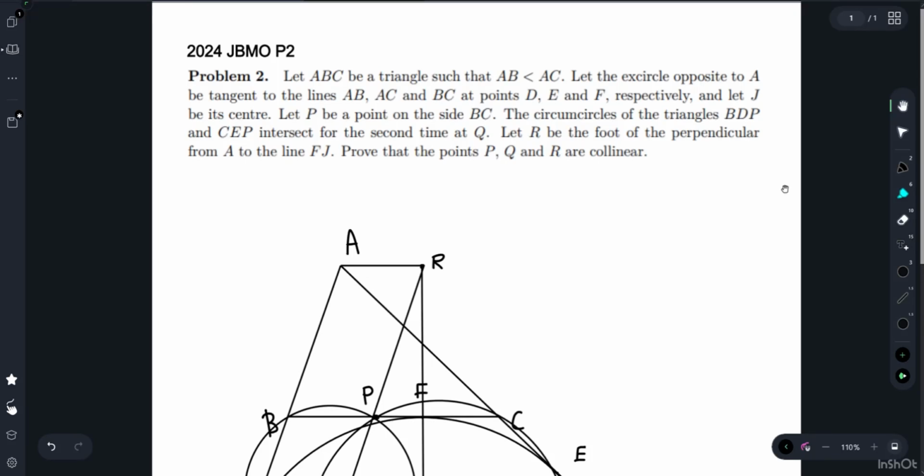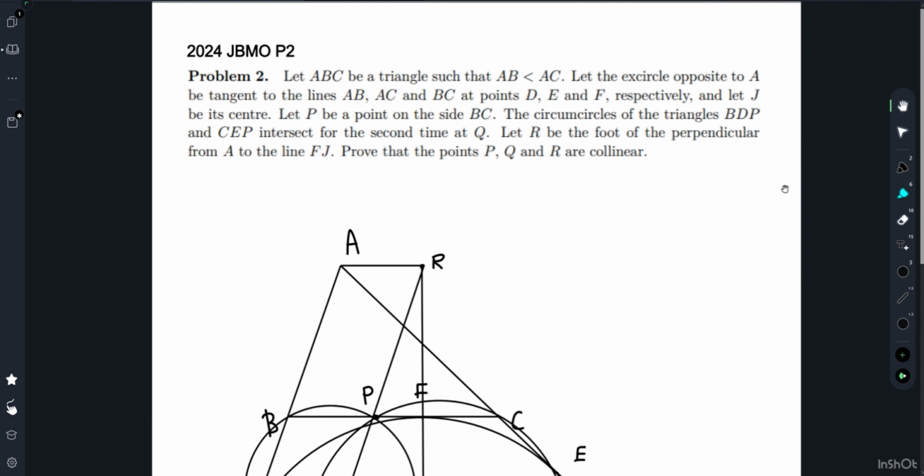Hello guys, today we'll be going over the 2024 Junior Balkan Mathematical Olympiad Problem 2. Let ABC be a triangle such that AB is less than AC, and let the A-excircle be tangent to the lines AB, AC, and BC at points D, E, and F respectively, and let J be its center, and let P be a point on the side BC.